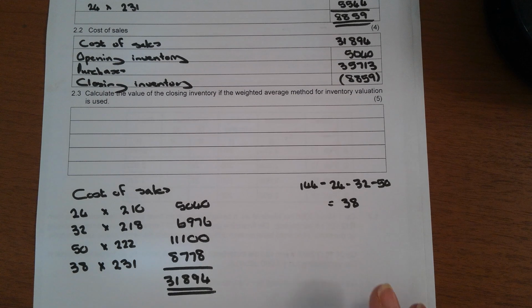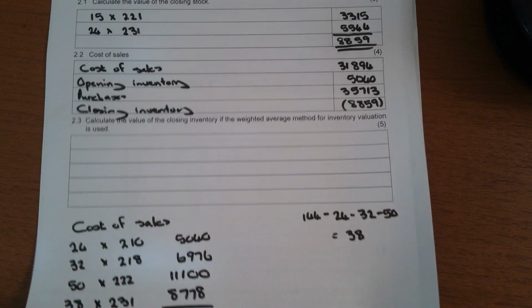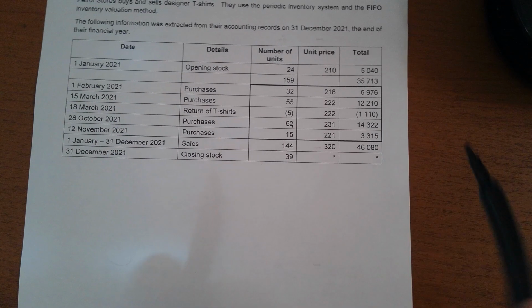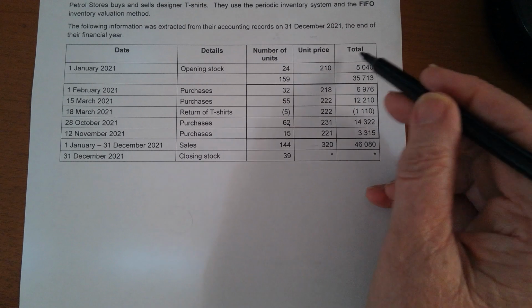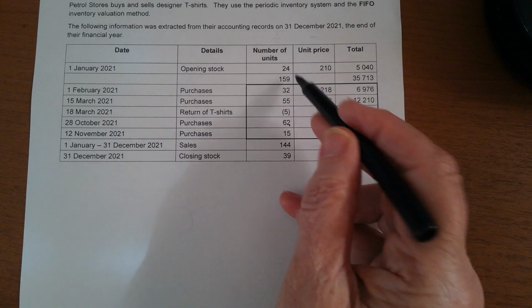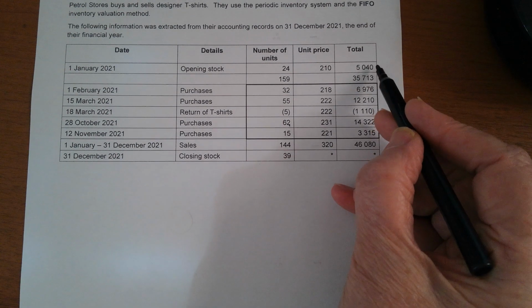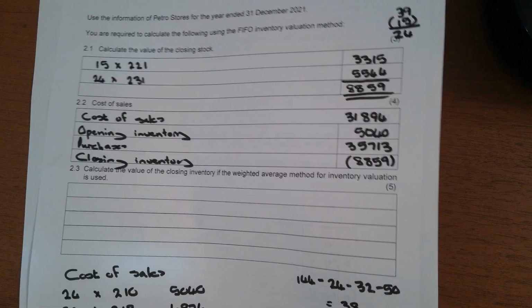Okay, if we want to do the weighted average method, it means that now I don't work with first in, first out. They don't care whether they sell the old goods or whether they sell the new goods. So what they do is they take the total cost and they divide it by the number of units at the end of the year, and they determine what is the weighted average, what is the average price of all these goods. Okay, so I'm going to take that 5,040 plus the 35,713.